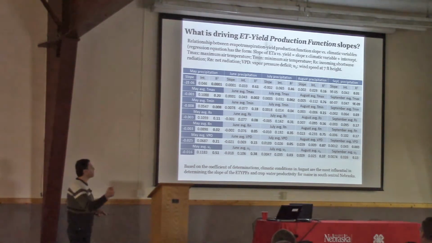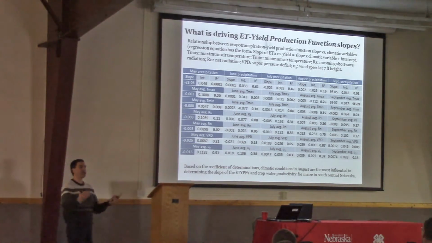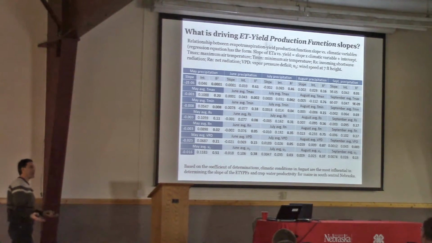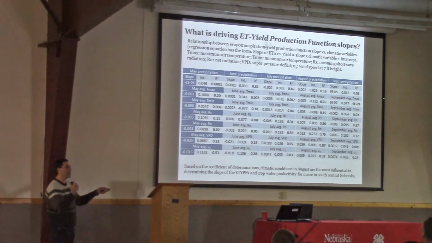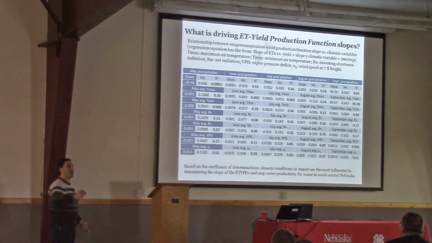August maximum temperature is critical for our corn production. Now, this is not surprising to us. We know that, right? We know we don't want very high temperatures in August during the grain filling stage, that will negatively impact our production. But my point is, this is an independent quantification of that impact. So August Tmax, maximum temperature, has a 76% impact on what the yield is going to be in that area.